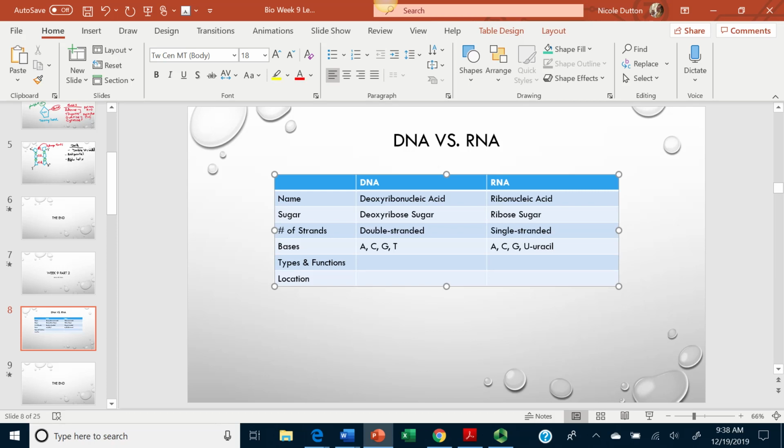Types and functions. As far as DNA goes, we have our genomic DNA, which has the function of storing all of the genetic material in the cell. This constitutes all of the instructions for making an individual unique. Additionally, in eukaryotic cells, we have mitochondrial DNA. Mitochondrial DNA is specific to its bacterial origin, but there are some genes on mitochondrial DNA that have been associated with human disease.